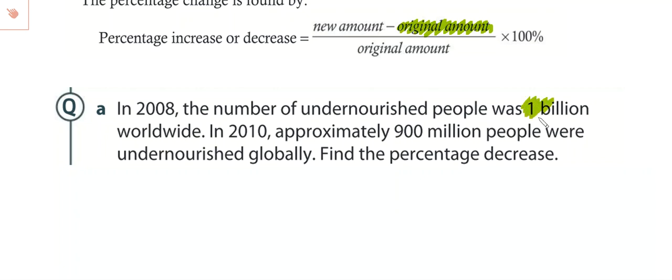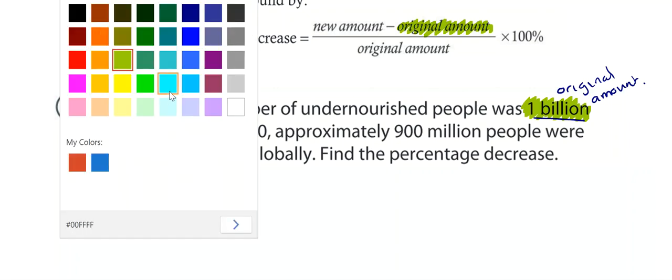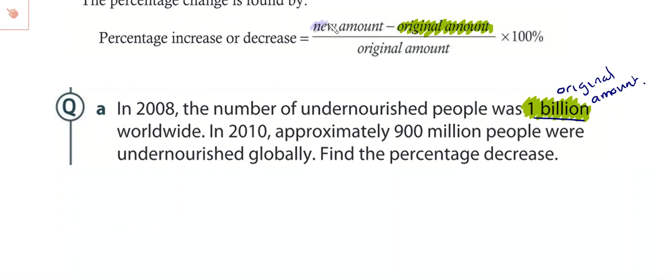So the 1 billion, I can say that is my original amount. So it's important that I do read the question and identify. So do you want to make that note on yours as well? Whether you underline, whether you've got your highlighter, whether you write it, can we all do that? And what's the other thing I need? The new amount. Where's the new amount? 900 million is the new amount. Okay.